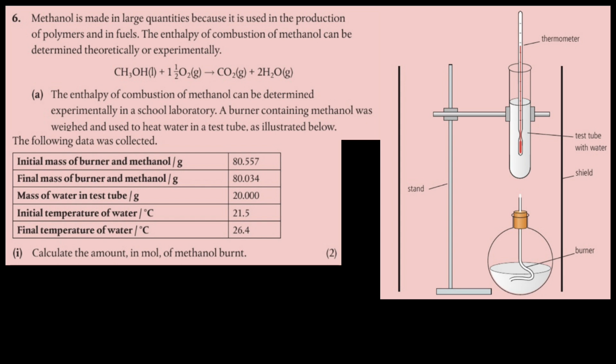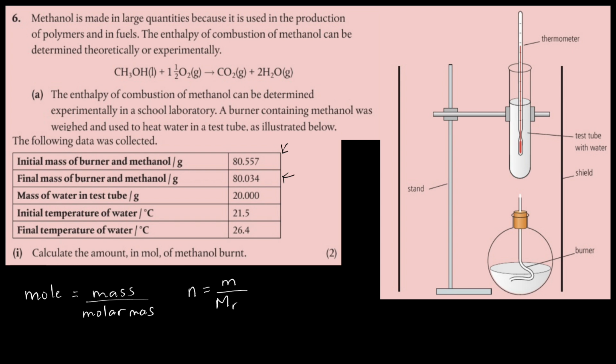A(i) says calculate the amount in moles of methanol burnt. So we know to solve for moles, we need our mass given and we need the molar mass. That can also be illustrated with this equation as well. So first, using the data given to us, we need to find the mass of methanol that was burnt. And we have our initial mass of the burner, and we have our final mass of the burner, so we can get the change of that, and that's going to be our mass in grams of methanol burnt.